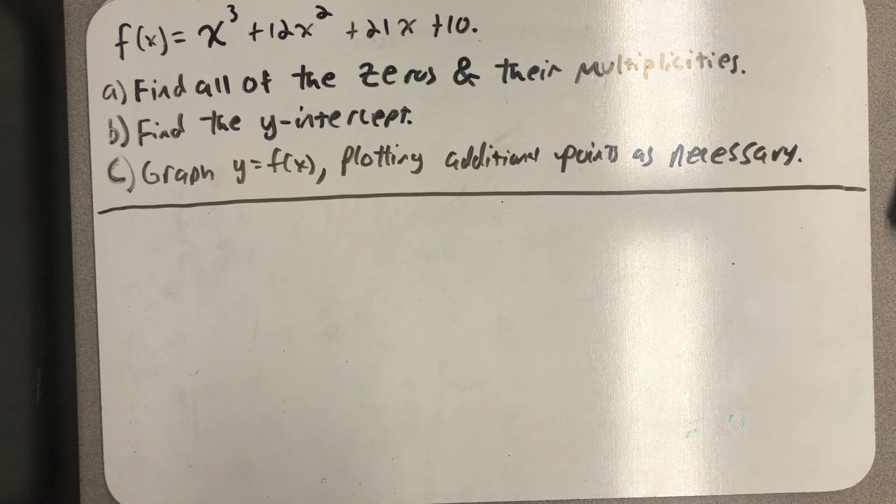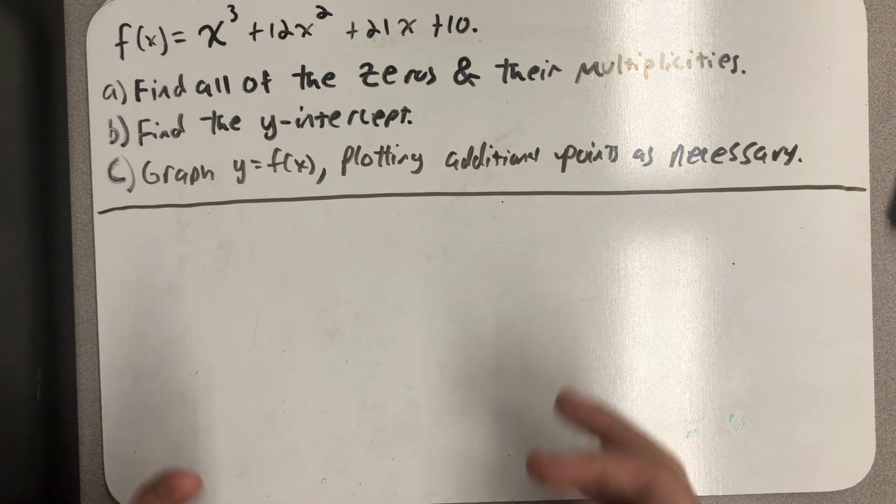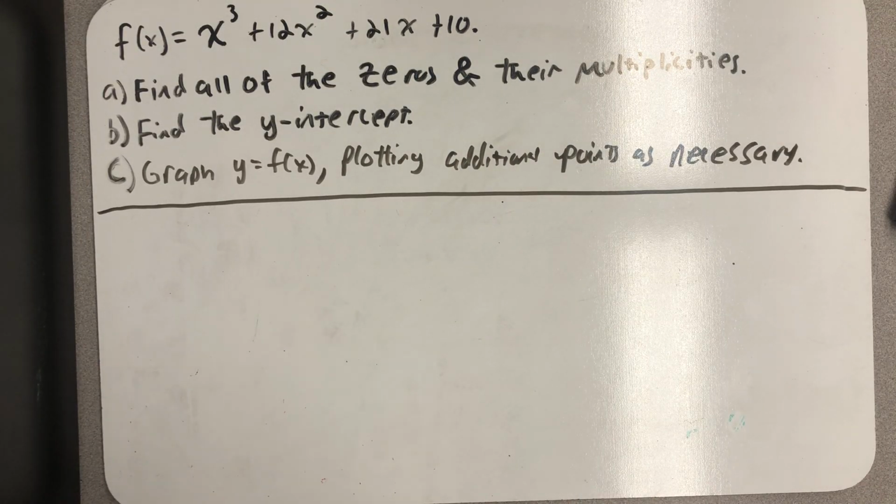We've learned a lot about polynomial functions and their zeros. I want to use almost everything we've learned, along with a little bit of technology, to sketch a pretty good graph of this polynomial. So we're given f of x equals x cubed plus 12x squared plus 21x plus 10. We're asked to find all of the zeros and their multiplicities.